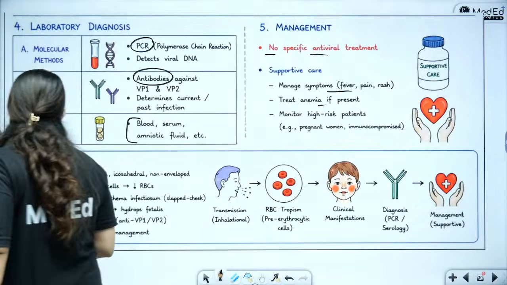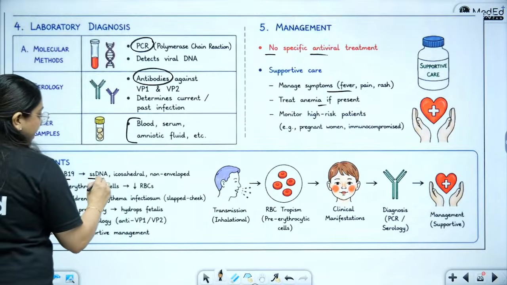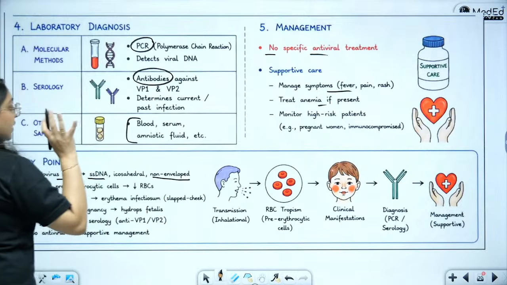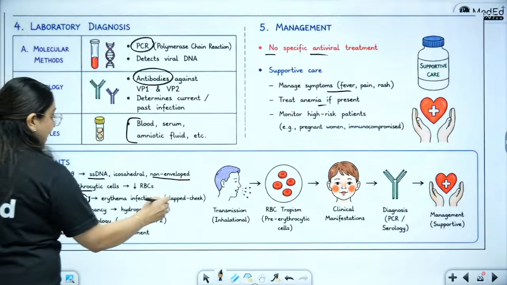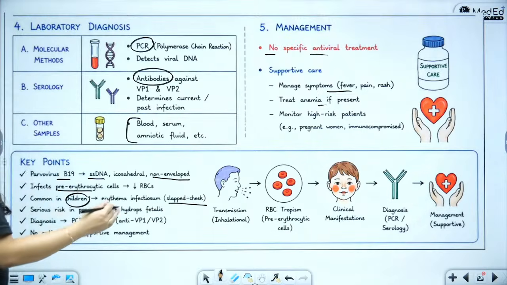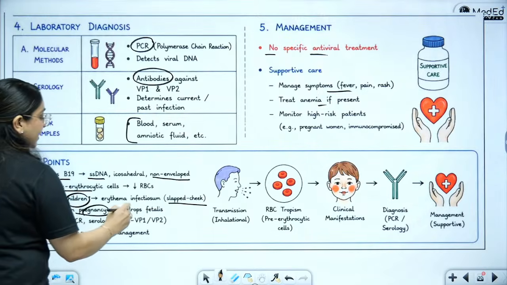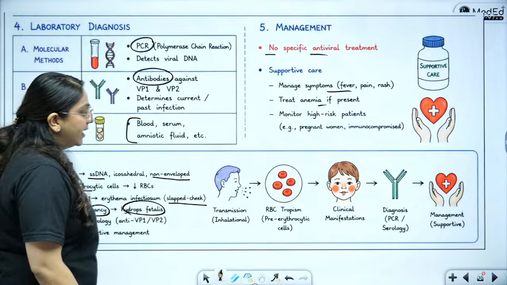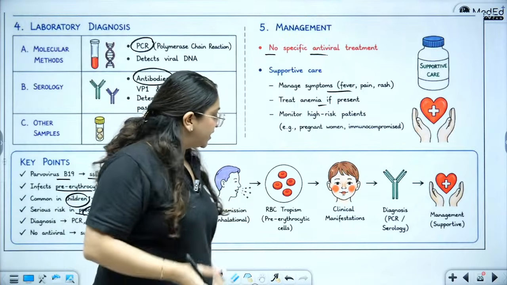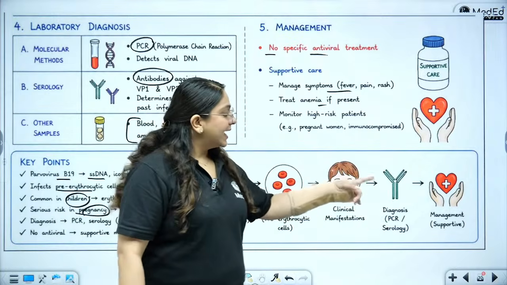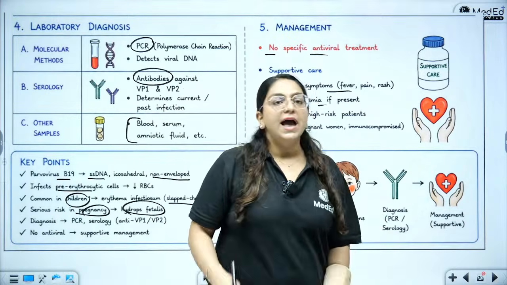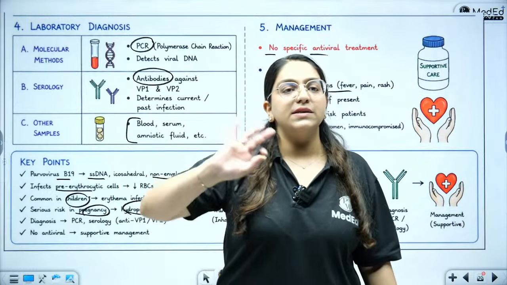So what all do you remember? Parvovirus B19, single-stranded DNA, non-enveloped virus, infects the pre-erythrocyte cells. Children may get slapped cheek, adults may get arthritis. In pregnancy, it will lead to hydrops fetalis. Transmission is of course through the respiratory route, goes to the RBCs, causes clinical manifestations, can be diagnosed with PCR or serology, and management is only supportive.